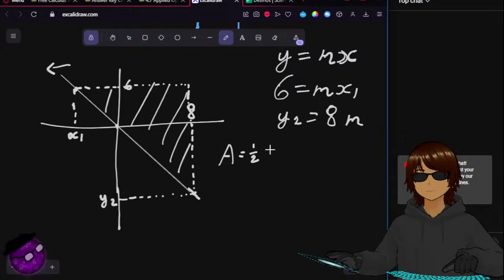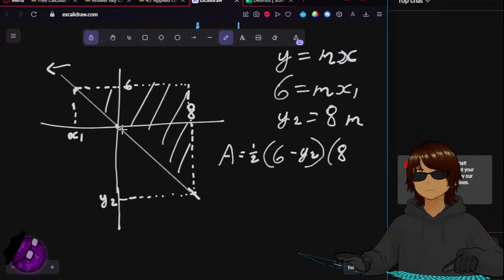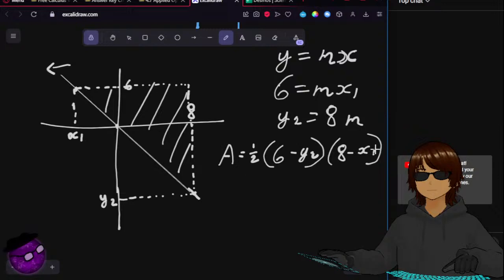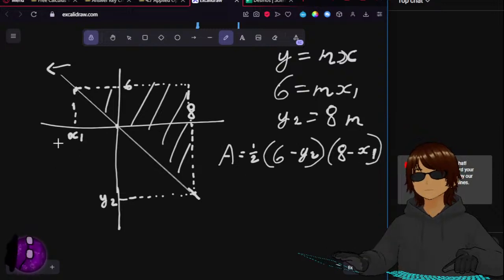Area is half times, this is 6. Y2 is negative, right? So 6 minus y2, and then 8, and x1 is negative. I should do minus x1.